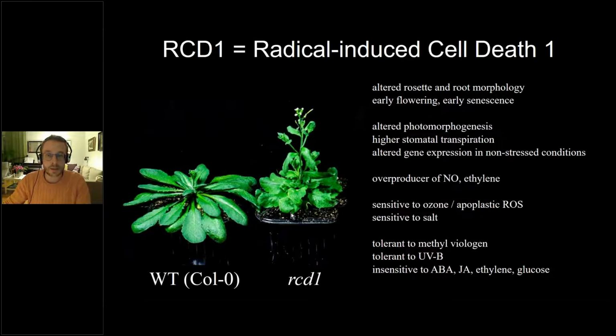As you can see, it's a very unhealthy plant, and it was isolated in our lab over 20 years ago due to its high sensitivity to ozone. This is how it got its name, radical-induced cell death. Over the years, several groups studying RCD1 have found a lot of different and contrasting phenotypes. It was deficient in development and in stress responses, tolerant to some things and sensitive to others. For example, while being sensitive to ozone, the RCD1 mutant is extremely tolerant to methylviologen, and this is what I will expand on in the next few slides.